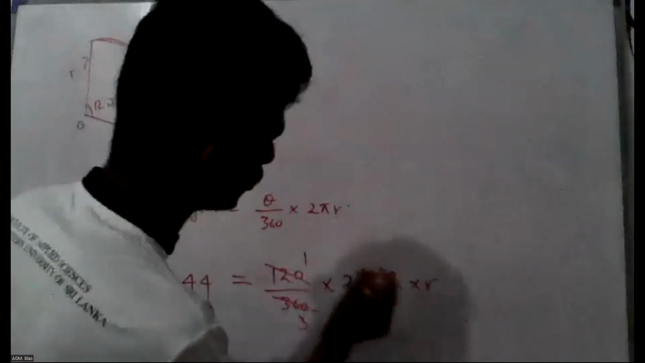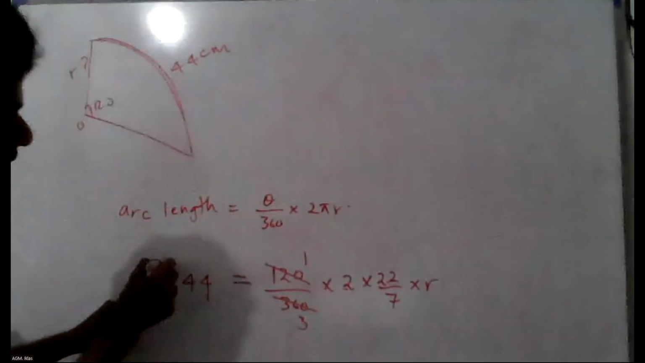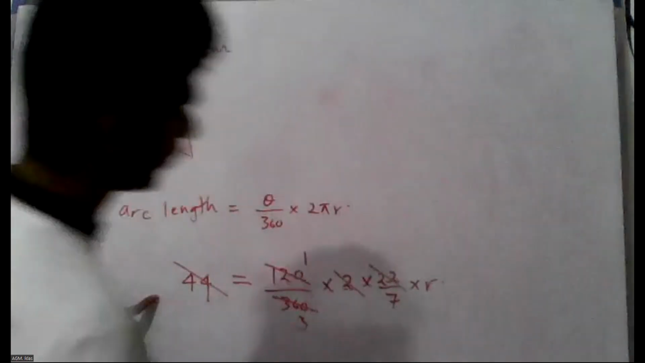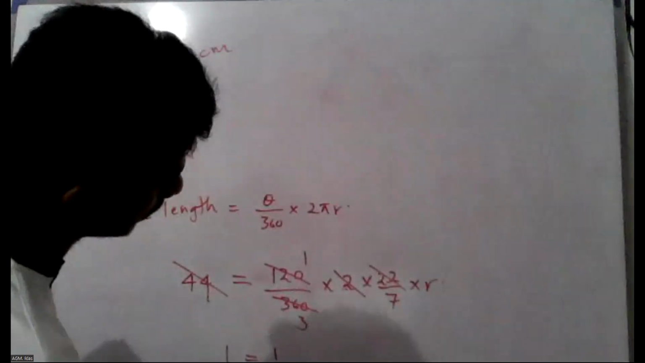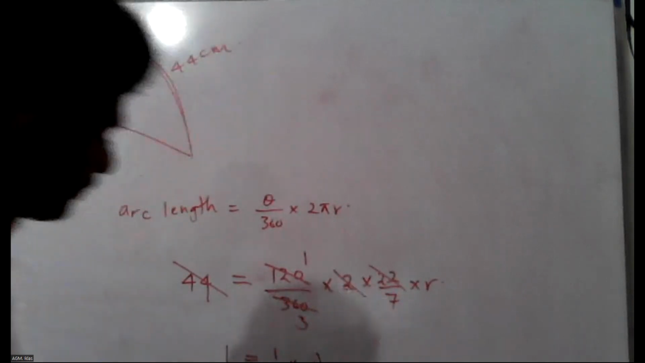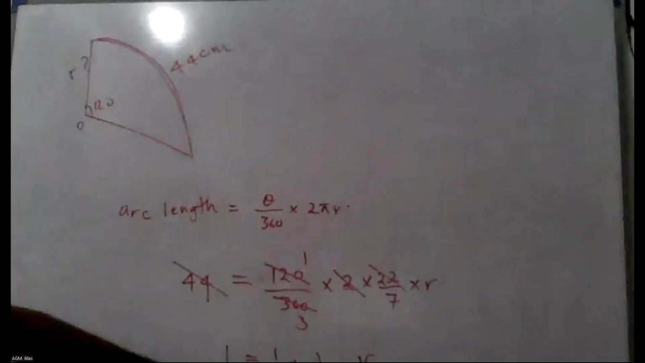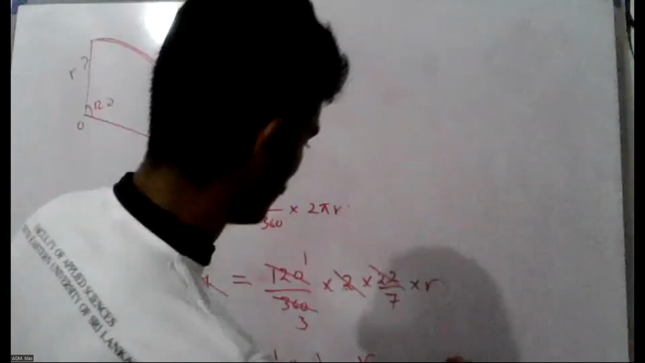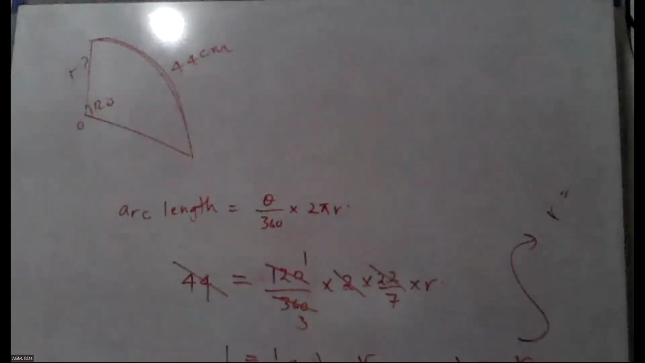Again, this 2 into 22 by 7 is equal to 44. Here also I have 44. So I can eliminate this 44 and this 44. So here 1 is remaining. So I can write 1 is equal to 1 by 3 into 1 by 7 into r. So I can bring these 3 and 7. So 1 is equal to r by 3 into 7, 21. So r is equal to 21 centimeter.